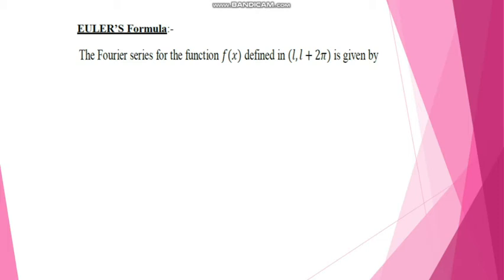f of x is a single valued and bounded function. It has at most a finite number of maxima and minima. It has only a finite number of discontinuities per single period. Moreover, it is a periodic function.